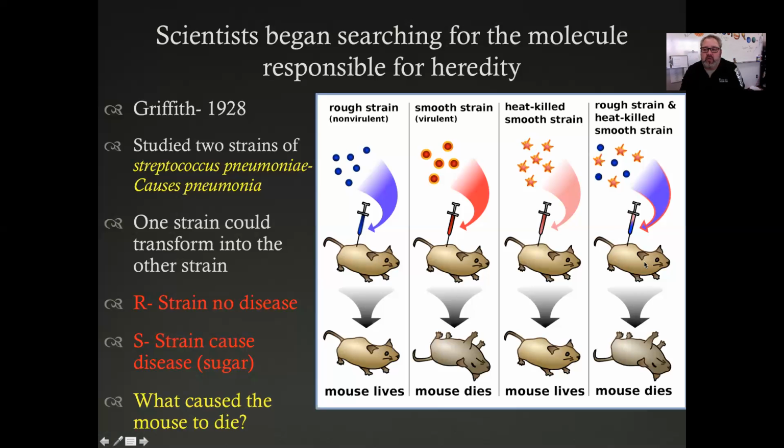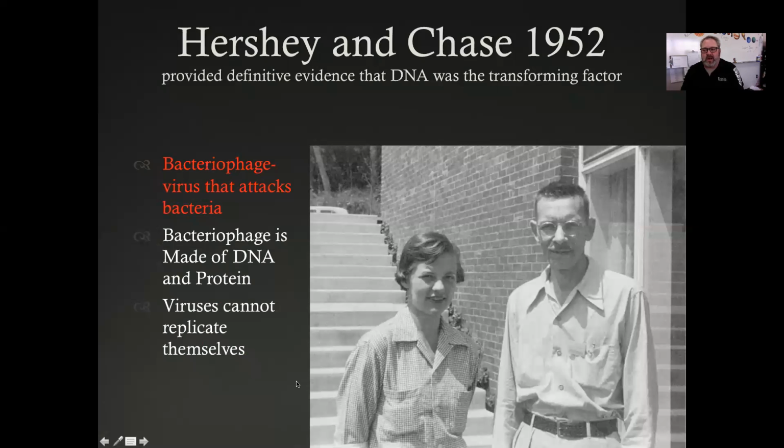So this has Griffith thinking that there's got to be something going on there. The heat-killed bacteria must be having some sort of an effect on the rough strain, because previously the rough strain didn't kill anything, and heat-killed isn't going to kill anything. Anyways, he's starting to wonder now what's causing the mouse to die, and this prompted more investigation by other scientists. What was actually going on there?